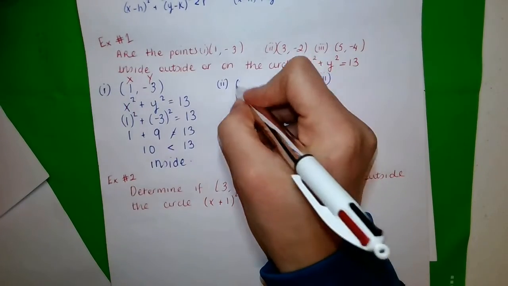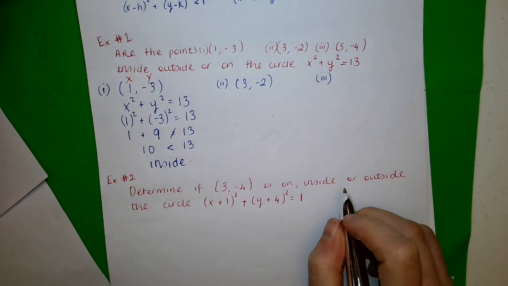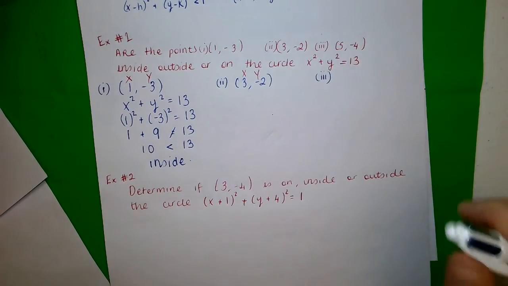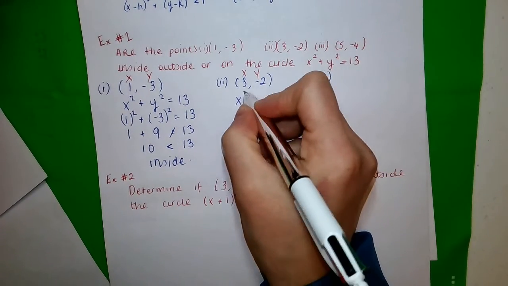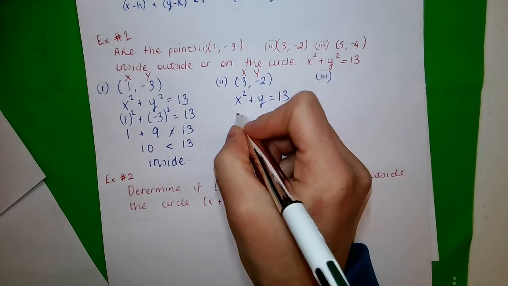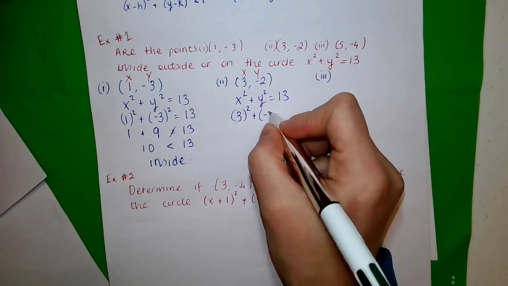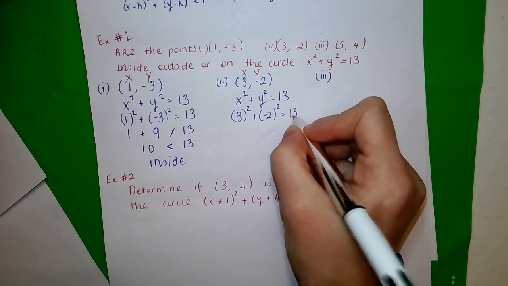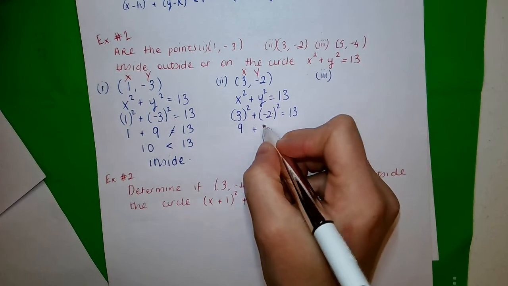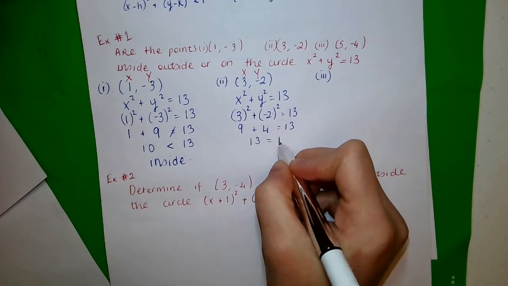Next up we're checking is (3, -2) inside, on or outside the circle. Again we're labelling x and y and subbing it into the equation. The equation is x squared plus y squared equals 13, and everywhere we have an x we're going to put 3, and everywhere we have a y we are going to put -2. We know that 3 squared is 9 and -2 squared is 4. And look, as you can see here, 13 is in fact equal to 13.